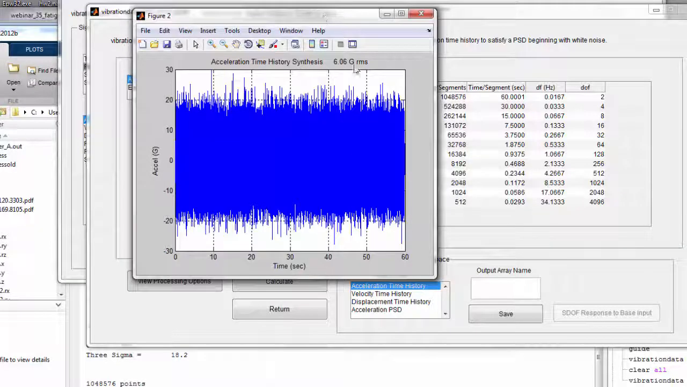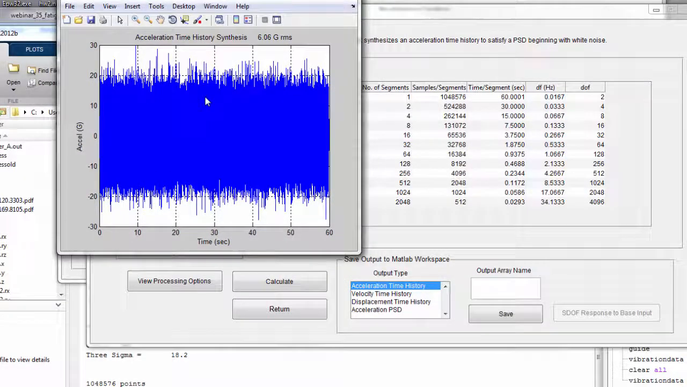And then here's probably the most important. It is the most important plot of all. This is acceleration in g's versus time in seconds. This is our synthesized acceleration time history. Overall level 6.06 GRMS. And that has a bell-shaped curve histogram as we previously saw. So this is the one that we're going to go with here.